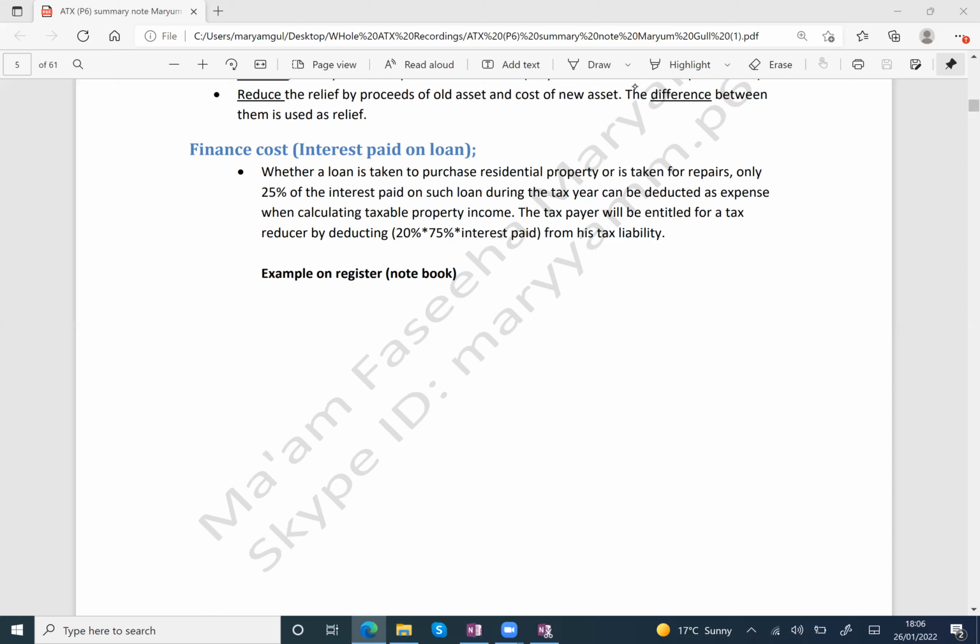For example, 4,000 interest expense you are paying on a loan. On all 4,000, apply the basic rate of 20%. Whatever answer you get, you will deduct it from your income tax liability. Your income tax liability is reduced by that amount, so it's a relief for you. On all 100% of finance cost, you apply the basic band 20% rate and deduct it from your income tax liability. That is the whole concept.